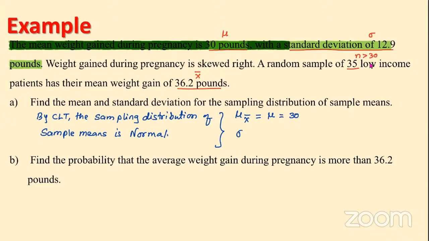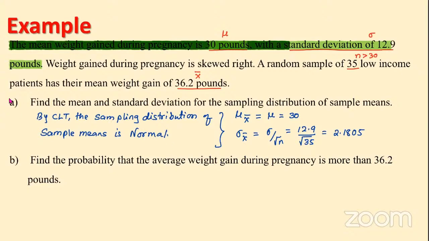And the standard deviation of the sample mean is equal to the population standard deviation divided by the square root of n. Population standard deviation is 12.9, and we divide by the square root of the sample size, or square root of 35. If you do that, we get 2.1805. You can check that using a calculator. So we got the mean and the standard deviation for the sampling distribution of sample mean. And also we know from the central limit theorem that the sampling distribution of sample mean is normal.